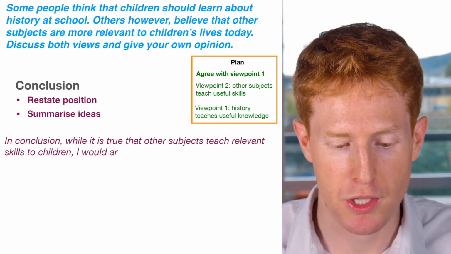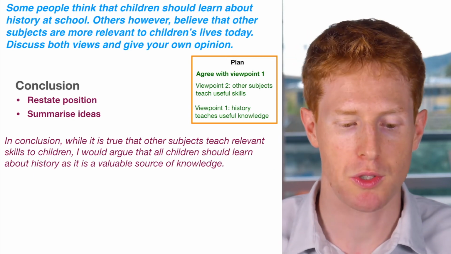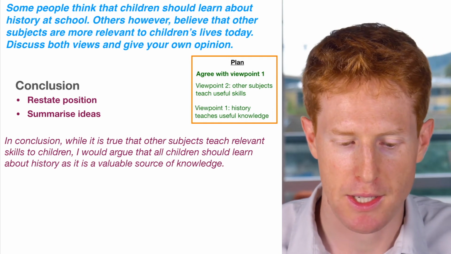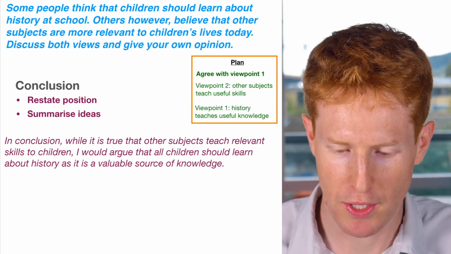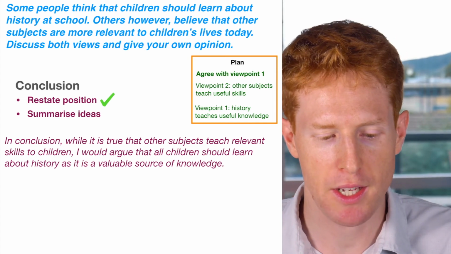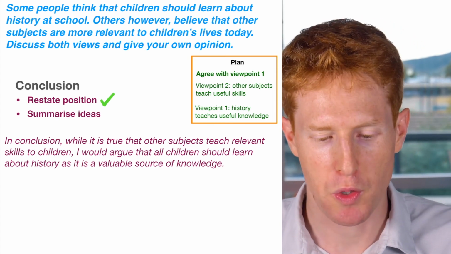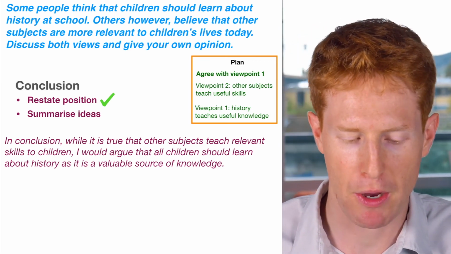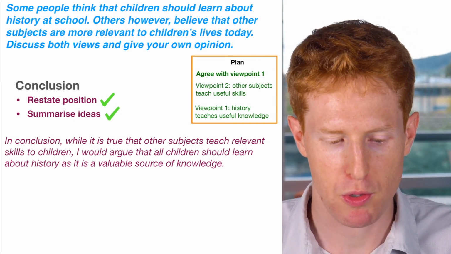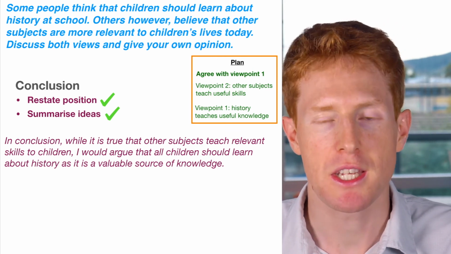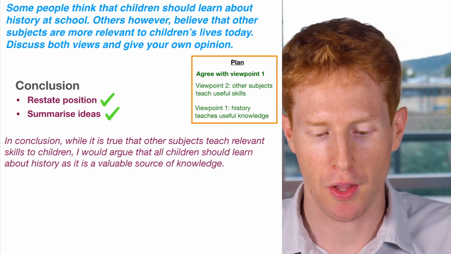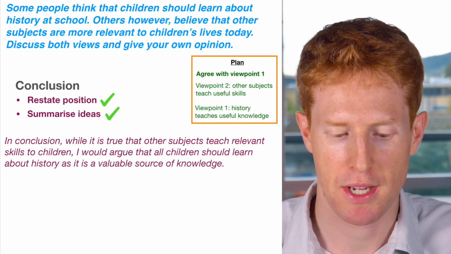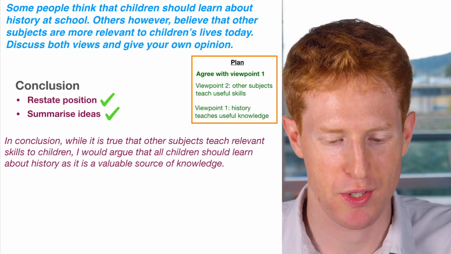In conclusion, while it is true that other subjects teach relevant skills to children, I would argue that all children should learn about history, as this is a valuable source of knowledge. Okay, so we've restated our position. We've said, I agree with viewpoint 1, because we're saying I would argue that all children should learn about history, and then we summarize the ideas. So in this sentence, we mention how other subjects teach relevant skills to children, and we mention how history is a valuable source of knowledge.